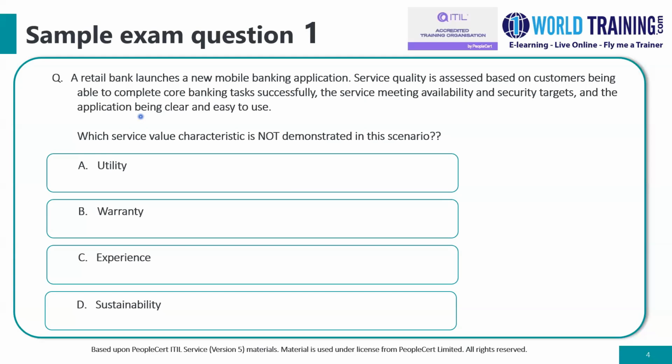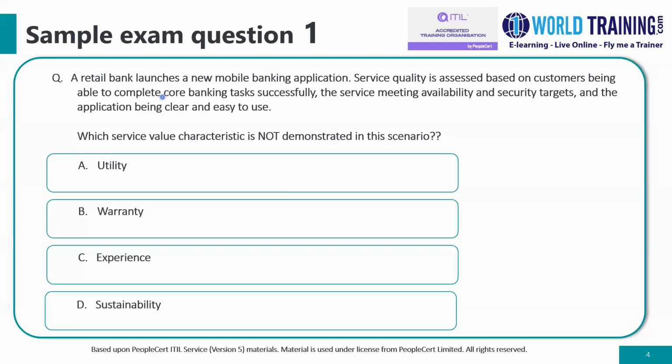For this, you have to understand all the four characteristics of a service: utility, warranty, experience, and sustainability. So in the question, we can see that the customers being able to complete core banking tasks successfully. This is about the functionality. So that is utility, fitness for purpose. The service does what the consumer needs it to do.